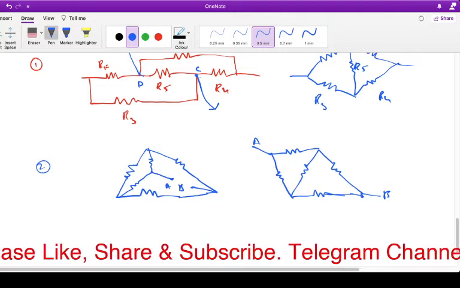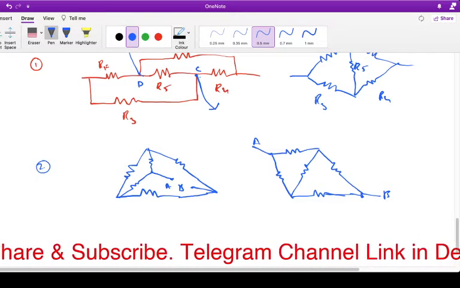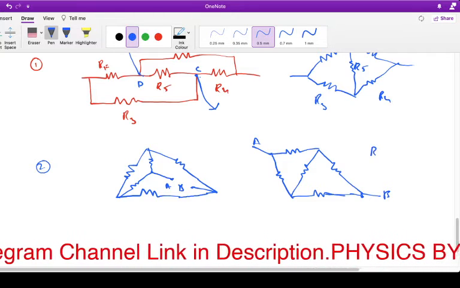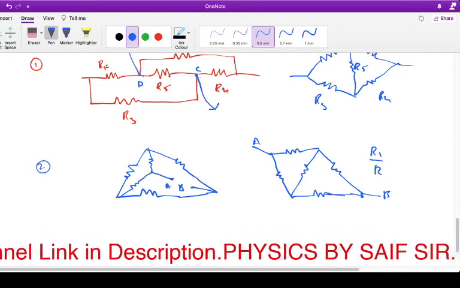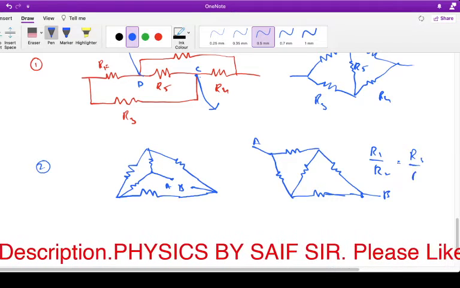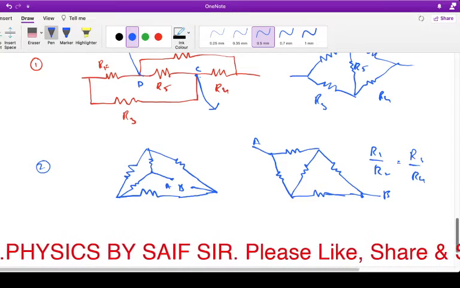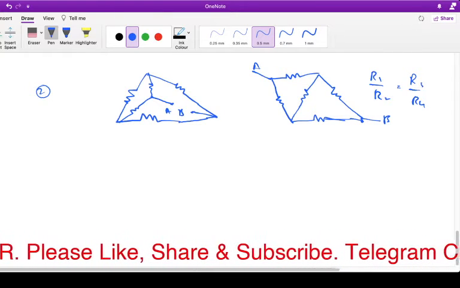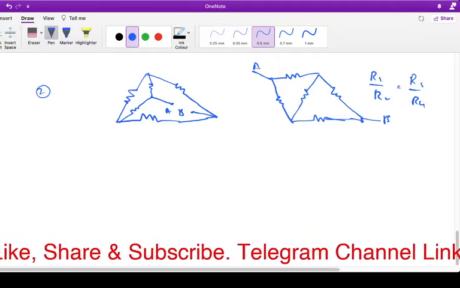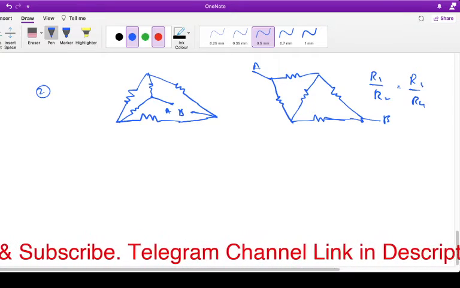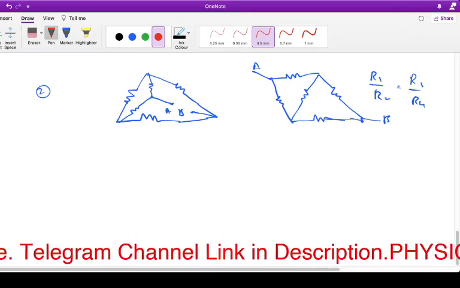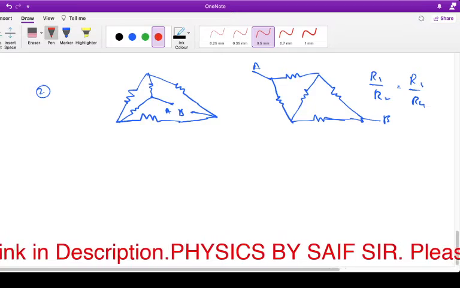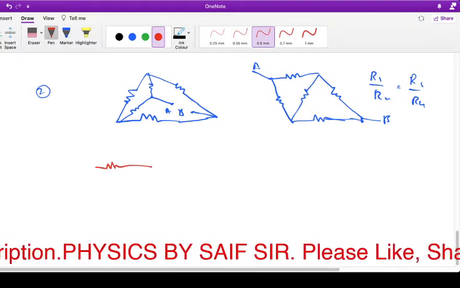So once you identified the circuit diagram, that is a Wheatstone bridge, now you can easily solve the equation by using this: R1 by R2 is equal to R3 by R4. Okay, now after that we are going to find one simple basic formula, simple circuit. Okay, the circuit diagram is this one.